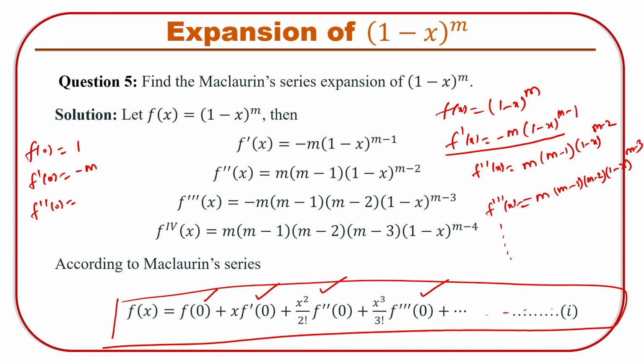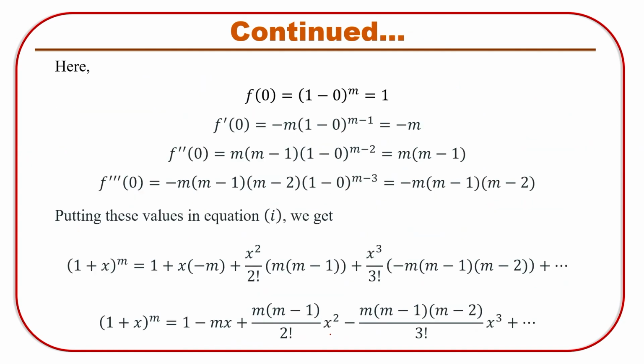f double dash of 0. So, look for the constant coefficient. This is equal to m into m minus 1, and f triple dash of 0 is equal to minus m into m minus 1 into m minus 2 and so on, right. Put all these values here, that will be your answer. So, putting the values: 1 minus mx plus m into m minus 1 x square by factorial 2 minus m into m minus 1 into m minus 2 x cube by factorial 3 and so on, right.